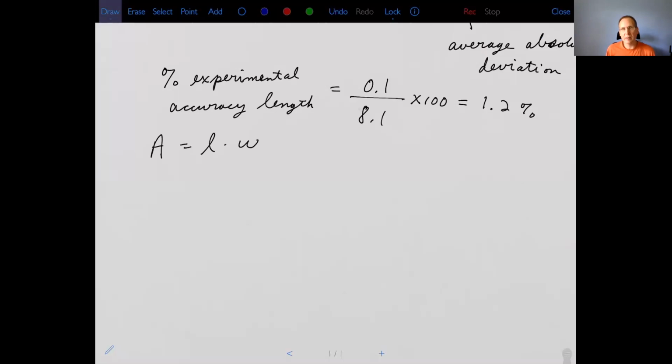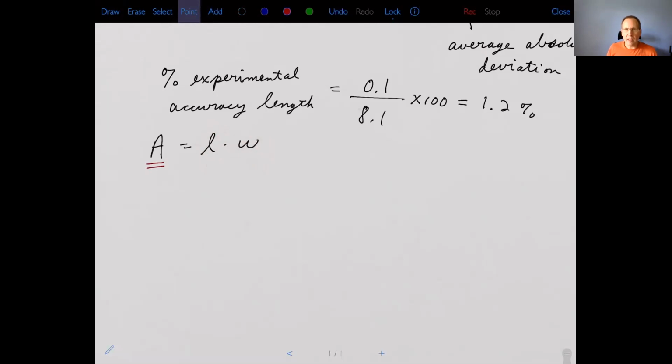We know the percent experimental accuracy for length. We know what it is for width. Well, how do I combine those together? How do I combine the accuracies to get the accuracy for area? Well, notice here that in this formula, we want to find the percent experimental accuracy of the area, which is sort of our dependent variable. It depends on length and width. And what's happening to the length and width? Well, the length and width are being multiplied together, right? It's length times width.